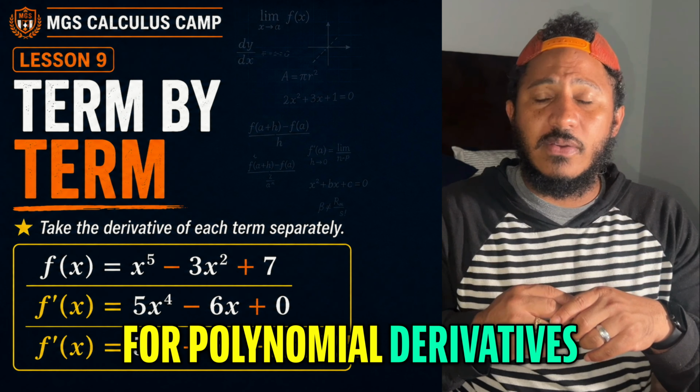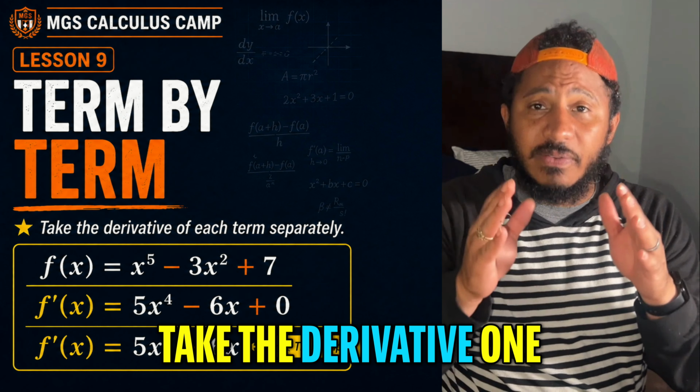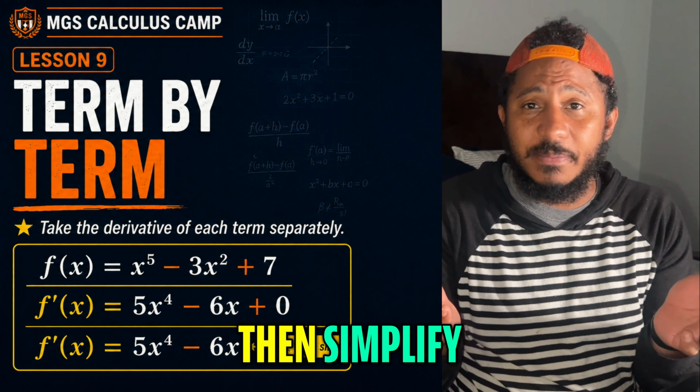The good news is this. For polynomial derivatives, we usually just go term by term. So here's our big idea for today. Take the derivative one term at a time, then simplify. That's it. All right, let's try it.